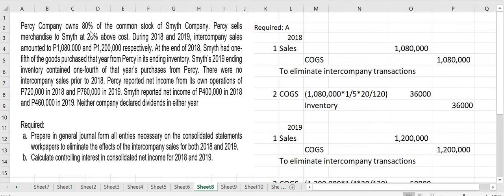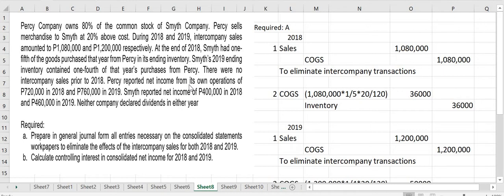Kasi, di ba, when we compute consolidated net income or when we adjust net income of the parent and subsidiary, i-adjust natin siya. So, i-adjust siya kung sino yung selling affiliate. So, in this case, the selling affiliate is si parent. So, during 2018 and 2019, intercompany sales amounted to 1,080,000. That's for 2018, and for 2019, that's 1.2 million.